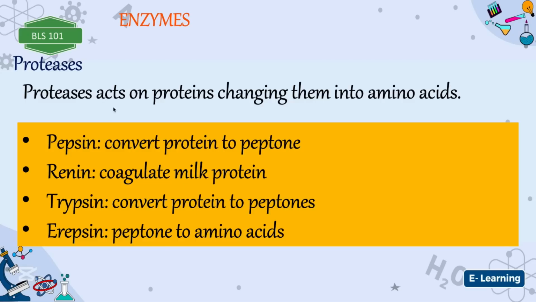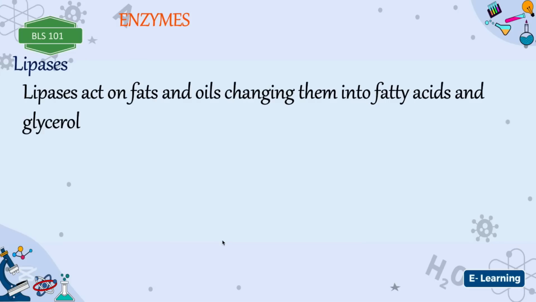Now, proteases act on protein, changing it into amino acids. Of course, you can see pepsin converts protein into peptone. Rennin coagulates milk protein. Trypsin converts protein to peptone. Erepsin converts peptone to what? Amino acids. All these are proteases. I don't think there's any need for you to go deep into all this. All right. Just know that proteases are the enzymes that convert what? Protein into amino acids, and we have different categories of them: pepsin, rennin, trypsin, erepsin, and so on and so forth. Of course, we say lipases act on fat and oil, changing them into fatty acids and glycerol. I have explained that initially.